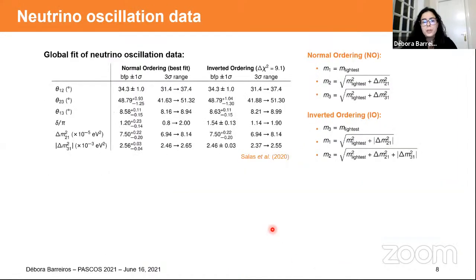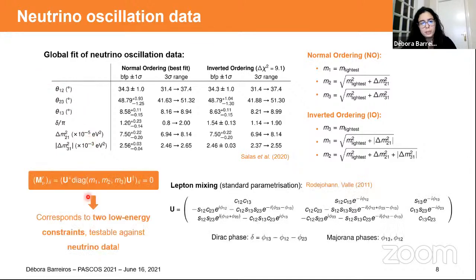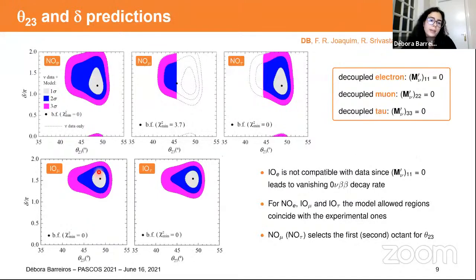And we can test these constraints against neutrino data. And for that, we use this global fit of neutrino oscillation data from the Valencia group. And in fact, our condition corresponds to two low energy constraints because this corresponds to a complex matrix. And once we test those low energy relationships, we get these results. Here I show you the results in the plane of theta_23 and delta for our three possible cases of decoupled electron, muon, and tau, and also for the two possible neutrino mass orderings, normal ordering and inverted ordering.